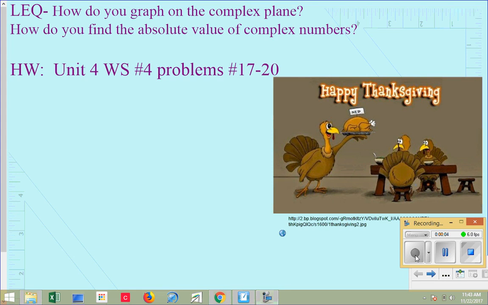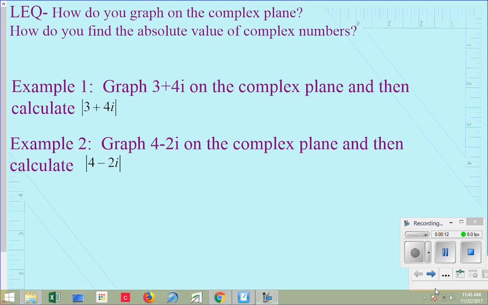This is day 18 of Unit 4. So we just did a very short lesson today. So we'll get started with that. Today we talked about how to graph complex numbers on the complex plane and also how to calculate the absolute value of a complex number.